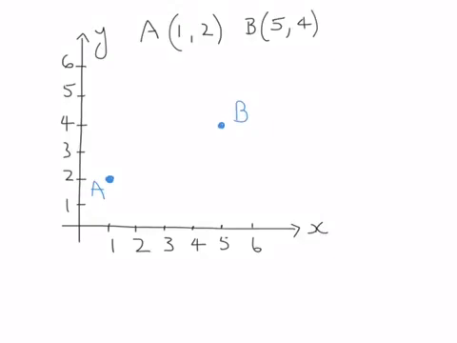Now there are 3 things we will need to find when we've got those 2 points. We need to find the length of that line, AB. I want to find the midpoint of that line and the slope of that line. Okay, so firstly the midpoint. Because we know our point A is 1, 2 and our point B is 5, 4, the midpoint is like the average. I'm going to call the midpoint M.